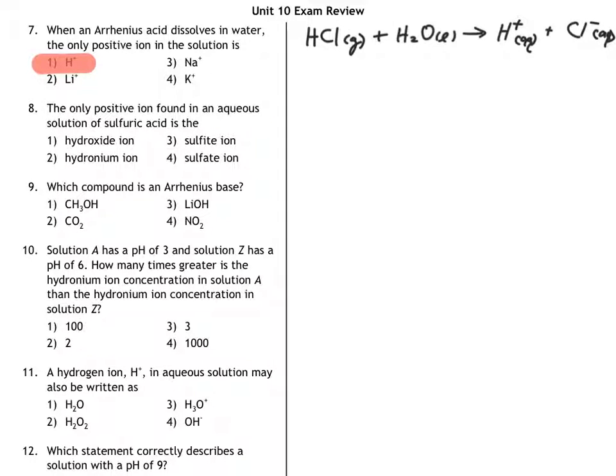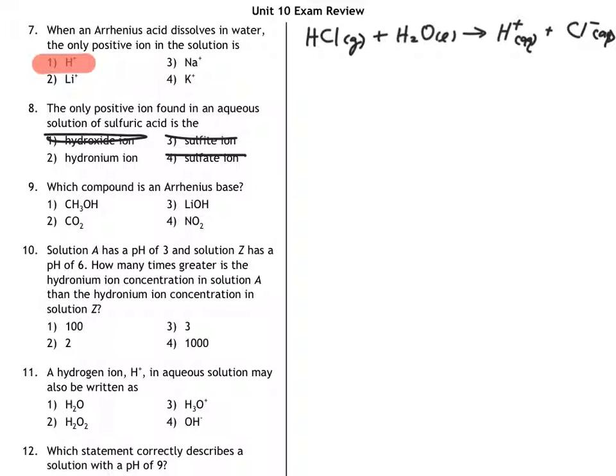Number 8, the only positive ion found in an aqueous solution of sulfuric acid is... I'm looking through the answer choices because this is similar to the last one. And I can cross out some things like hydroxide, no, that's base. Sulfite, no, that's base. Sulfate, no, that's base. So it must be hydronium, but why? Because I had said hydrogen earlier.